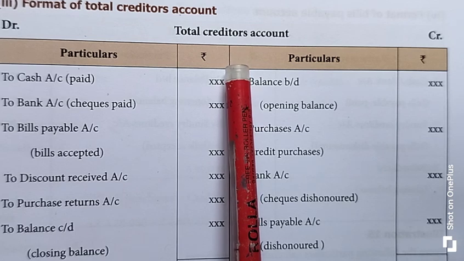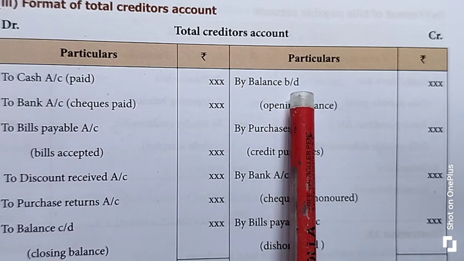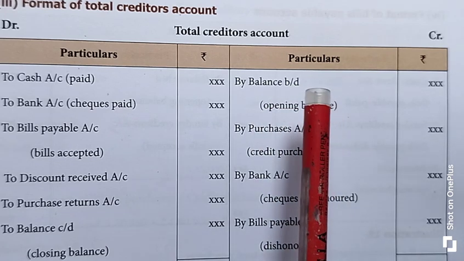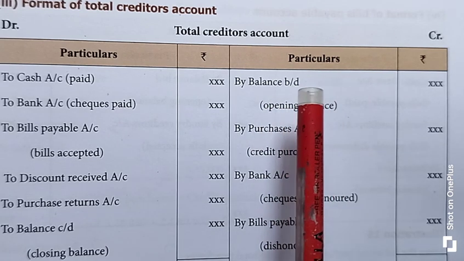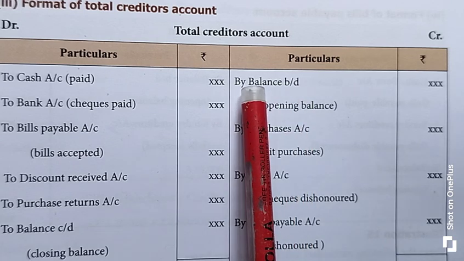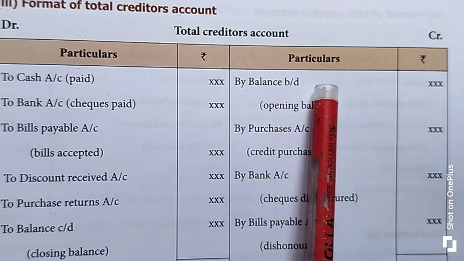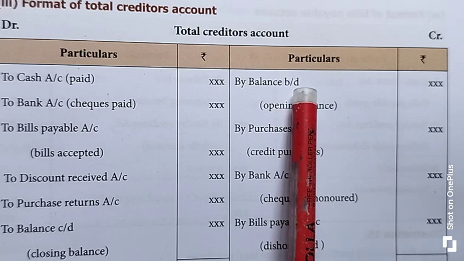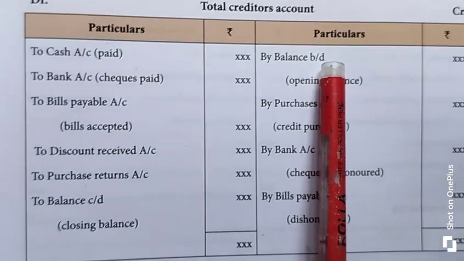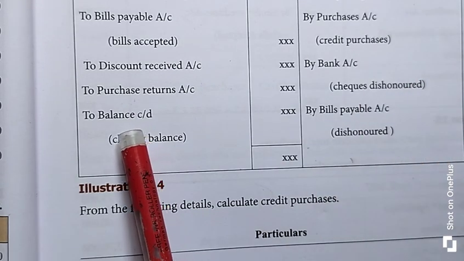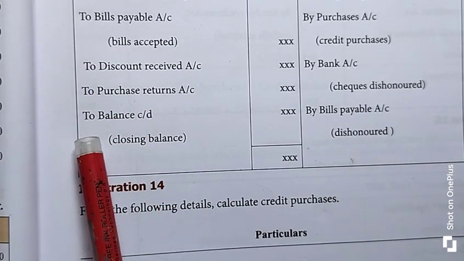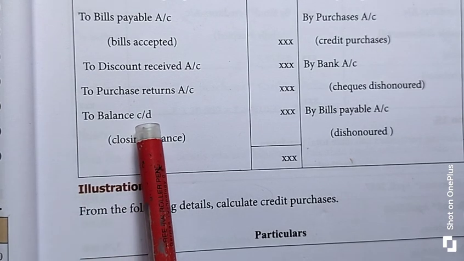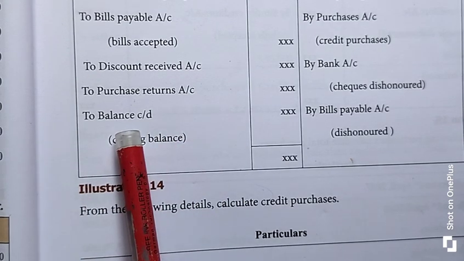Then on the credit side you always start with the opening balance of the total creditors account. Credit purchases you have to enter here. That is called by balance brought down, which means the opening balance of the creditors. At the same time on the opposite side, the debit side, at the end you have to write the closing balance, to balance carried down, on the left hand side.